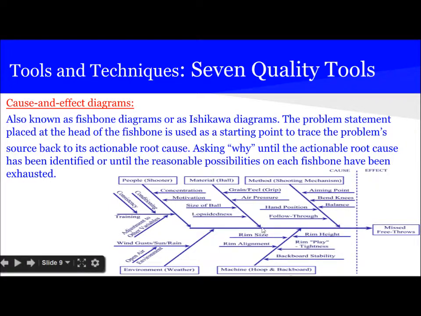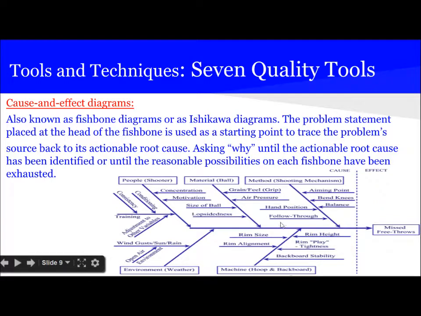Like here, there are five things we are considering for fishbone diagram. Here is the problem, which is missed free throws. The first thing is method, second thing is material, and third thing is people. And here environment and machine. So asking why until we get the answer. So balance, bending knees, aiming point for the method.